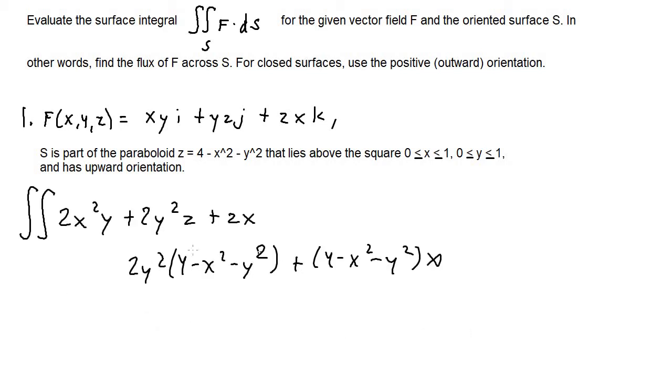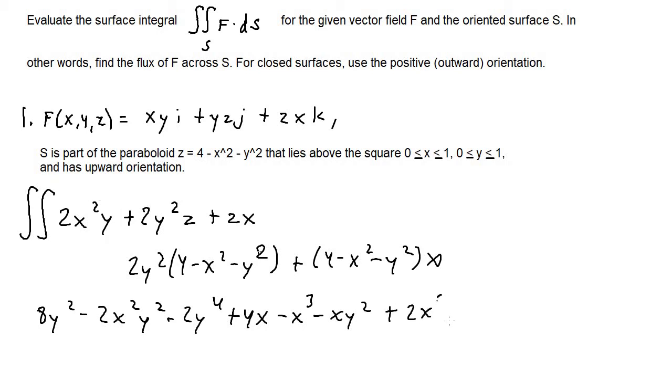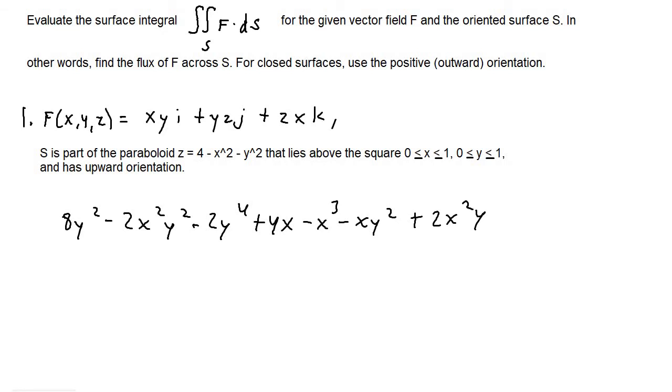Now if I distribute over the 2y squared, you'll get 8y squared minus 2x squared y squared, and then minus 2y to the fourth. And if I distribute over the x, we will get plus 4x, and then minus x cubed, and then minus xy squared. And don't forget we do have the 2x squared y up front, so I'll go ahead and add it. Since there are not really any common terms here, I can't simplify this, so now I'm going to put this under the double integral, so that we have simplified it all the way.